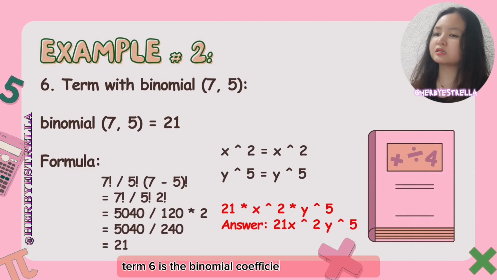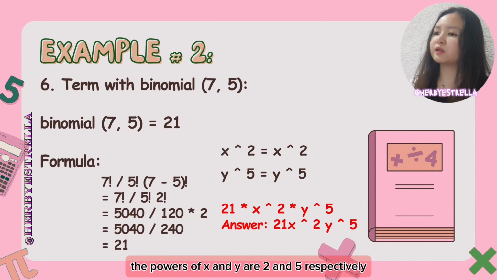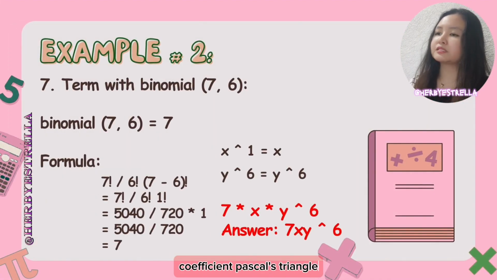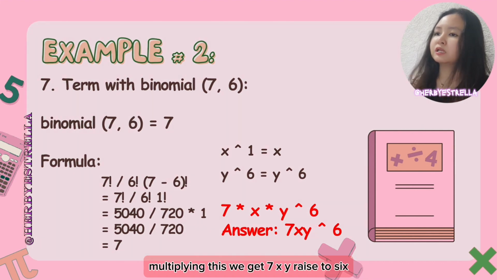Term 6 is the binomial coefficient binomial 7 choose 5 equals 21. The powers of x and y are 2 and 5 respectively. Multiplying this, we get 21x^2y^5. Term 7 is the binomial coefficient binomial 7 choose 6 equals 7. The powers of x and y are 1 and 6 respectively. Multiplying this, we get 7xy^6.